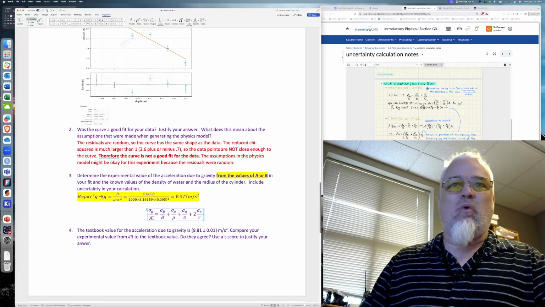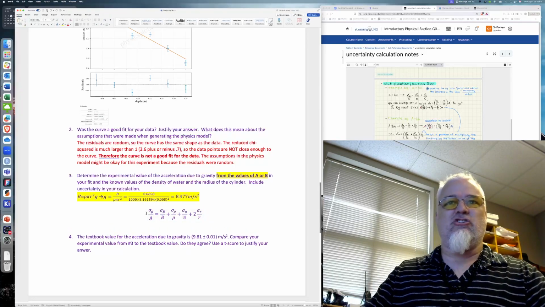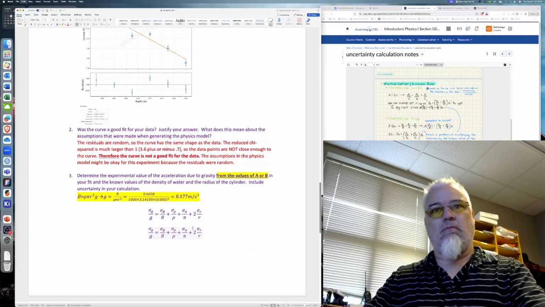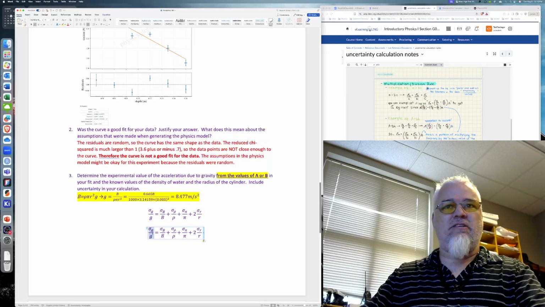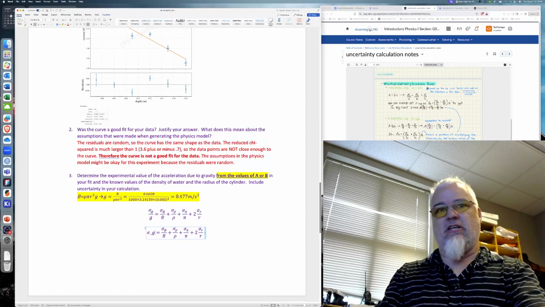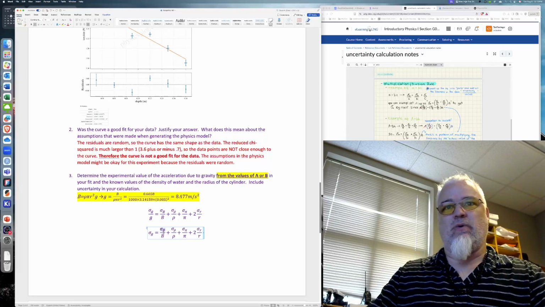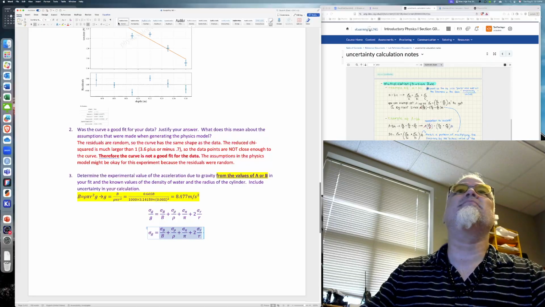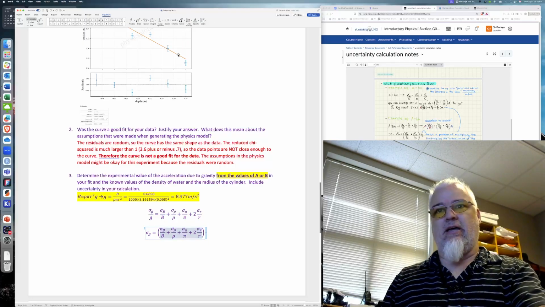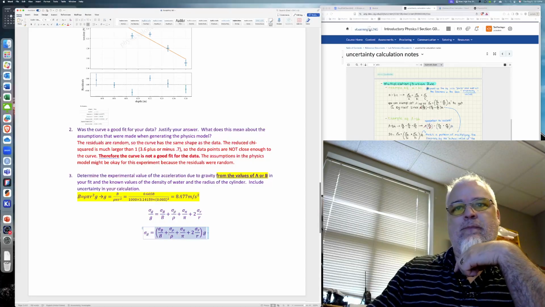But we don't really want the uncertainty in g over g. We just want the uncertainty in g. So let's rewrite this equation. On this side, we just want the uncertainty in g. So we're going to multiply both sides of this equation by g. Okay.